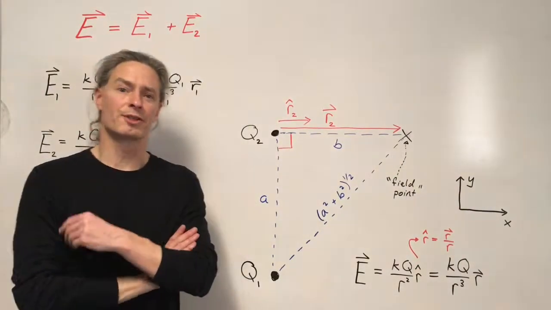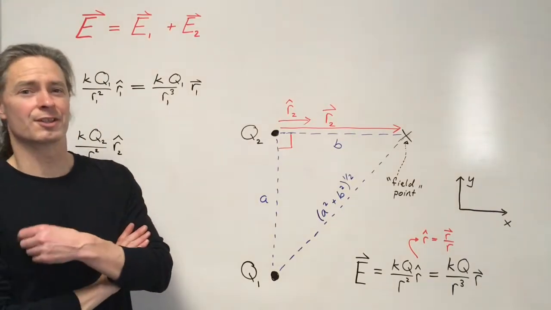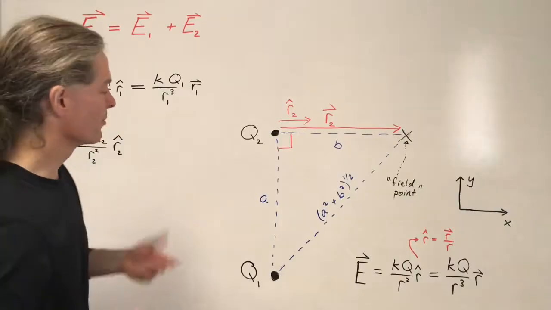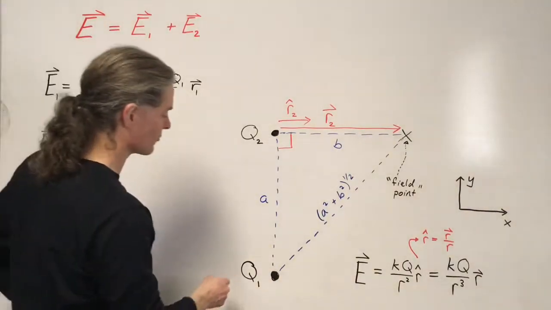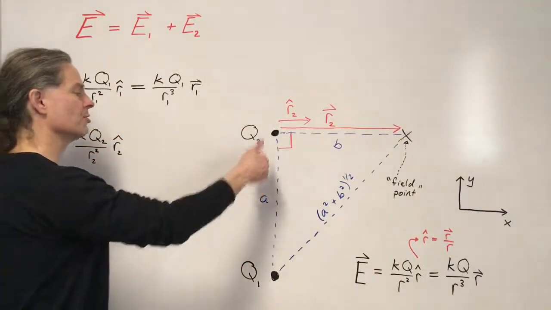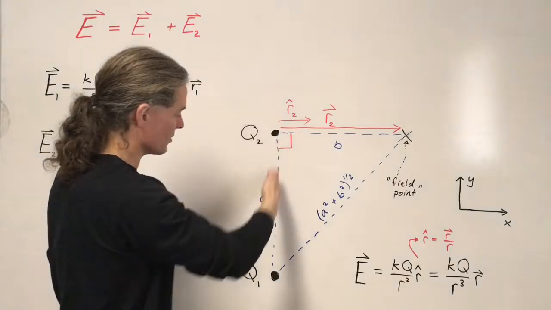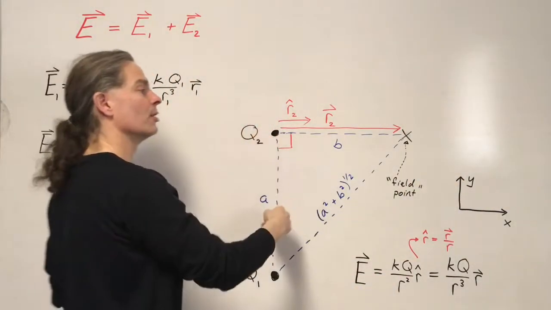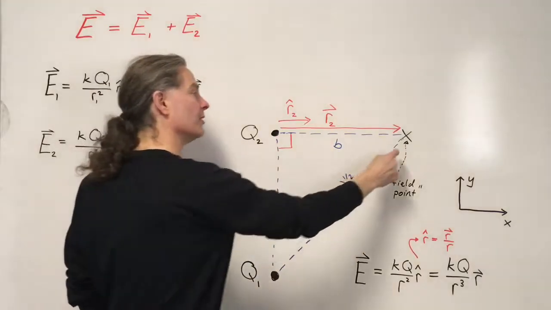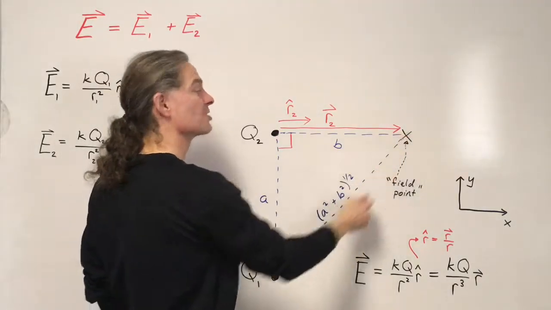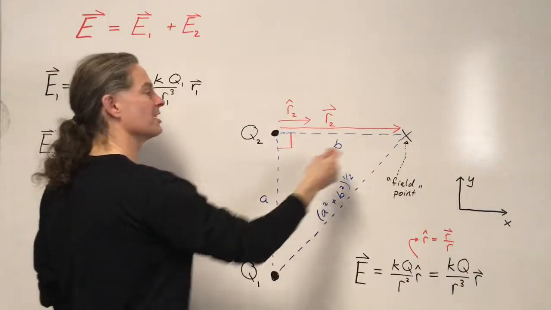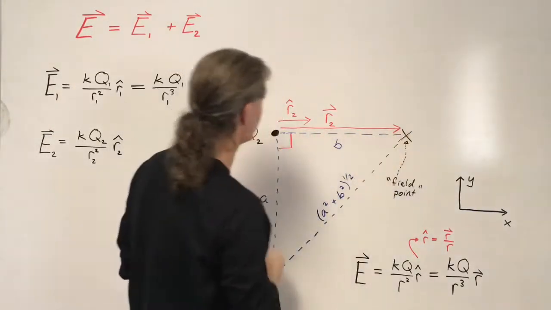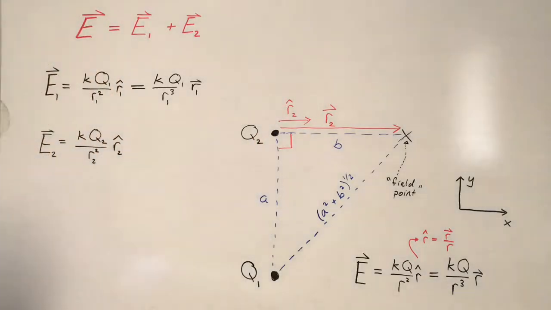In this example, I want to show how to calculate the electric field at some location in space produced by multiple point charges. In particular, let's say we have charges Q1 and Q2 separated by some distance A along the y-axis. And let's say the location where we want to know the electric field is at this location, this X. We'll call that the field point.